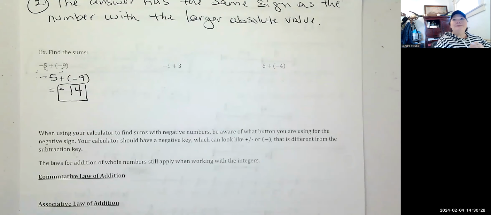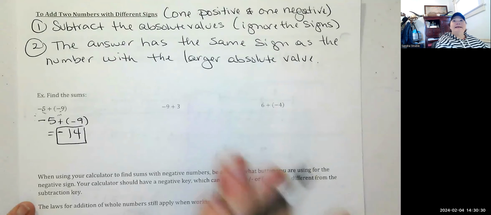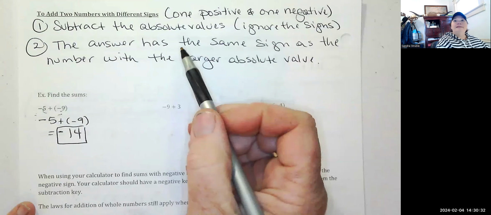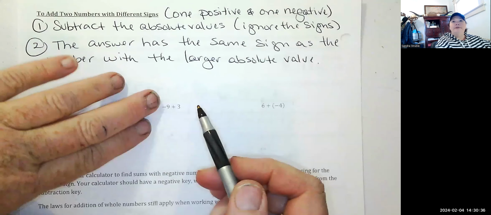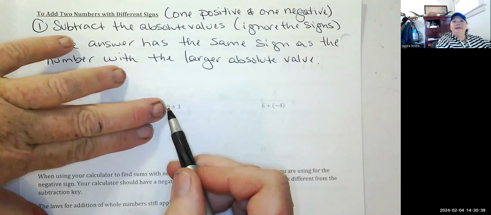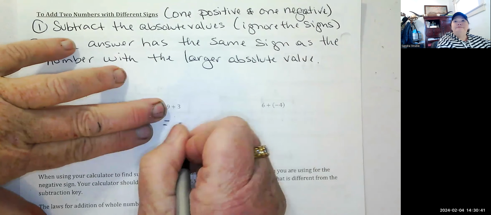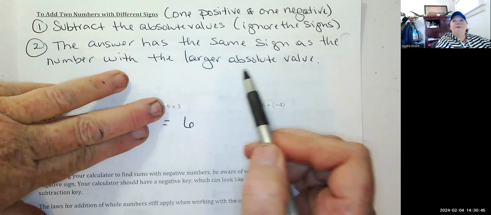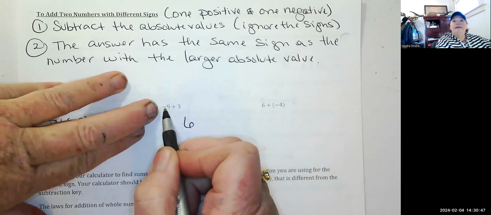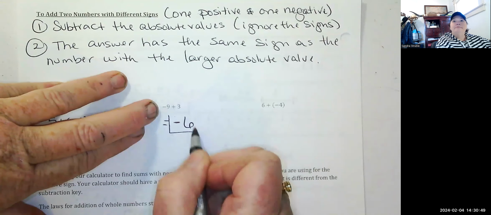The next one, the signs are different. So we're going to do exactly as it says up here. One's negative and one's positive. We're going to subtract them. So I'm just going to ignore the negative sign. 9 minus 3 is 6. And then the answer is going to have the same sign as the number with the larger absolute value, which would be 9. And it is negative. So therefore the 6 must be negative.